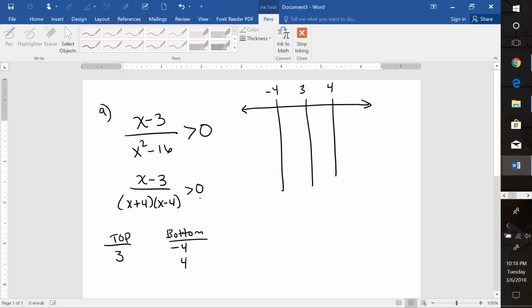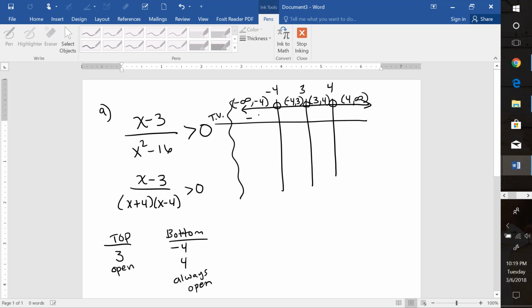Top number follows the actual symbol. So since there's no equal to, that's going to be open. Bottom is always open, so we're going to be just leaving those as open circles as well. So all 3 of those critical values are open circles. So this would be negative infinity to negative 4, negative 4 to 3, because we're just going through the number line, 3 to 4, and 4 to infinity. We pick a test value in each region.